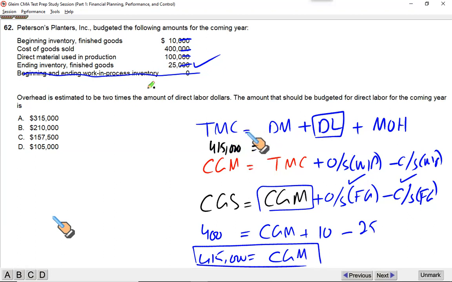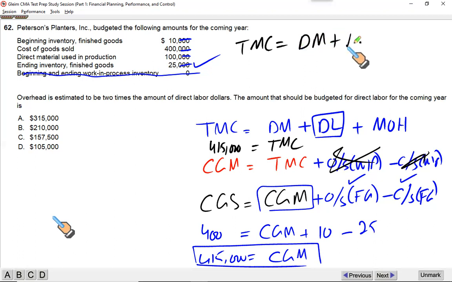In this question, we have no beginning work in process, no ending work in process, so they are nil. So which means 415 is your total manufacturing cost. Done. Now, we also know total manufacturing cost is the sum of three things: direct material used, plus direct labor, plus manufacturing overhead. Right? So we have the total manufacturing cost, that is 415,000. Direct material used is 100,000.